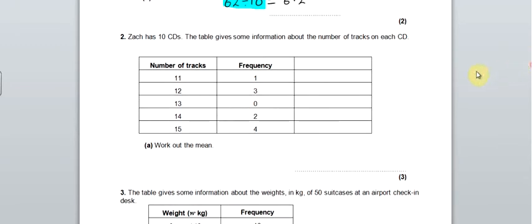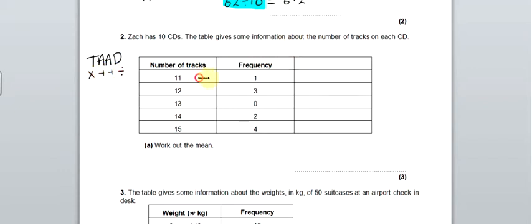Now, we get onto the harder stuff. Zach has 10 CDs. The table gives some information. Boring, boring, boring. Who cares about Zach and his CDs? We just want to get some marks on this question in our exam. Now, this is what I call a TAD question. And it stands for times, add, divide.